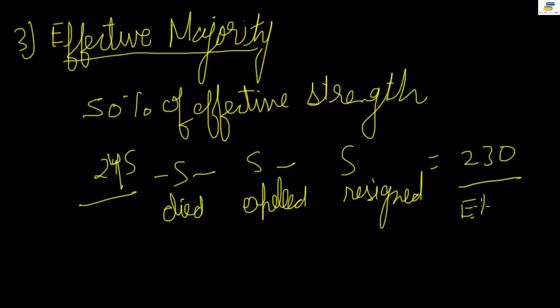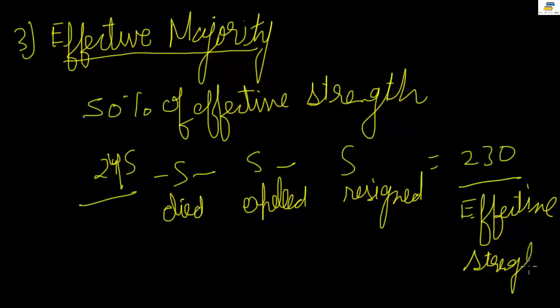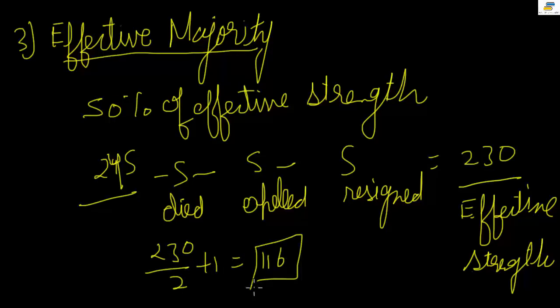Now this is the effective strength. Remember the word effective over here, असरदार, what are those things which are affecting the majority, right? So we have this effective strength of the house, and out of this the majority is to be made. For example, if it's 230 over here, then we say 230 upon 2 plus 1, which makes it 116. Now this is the effective majority in this case, right?